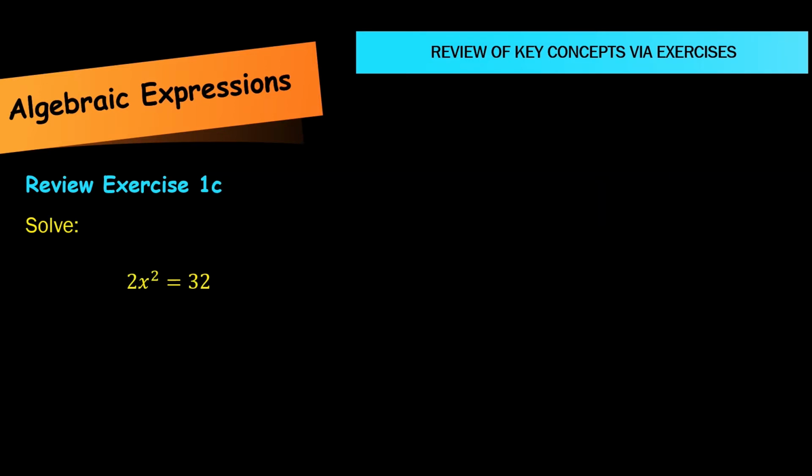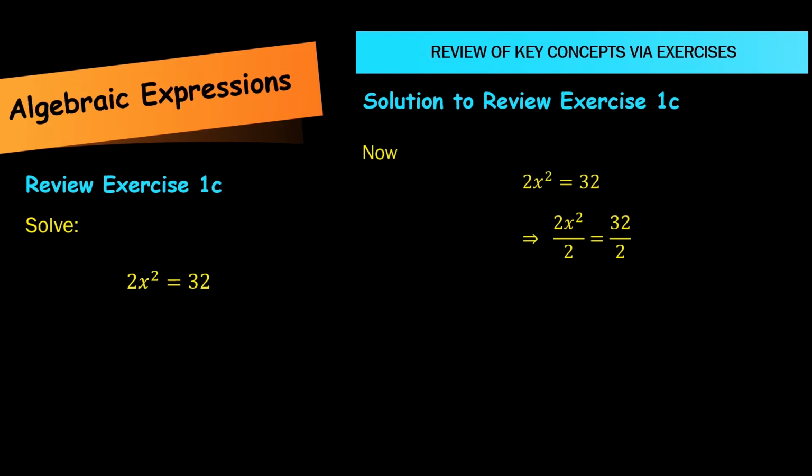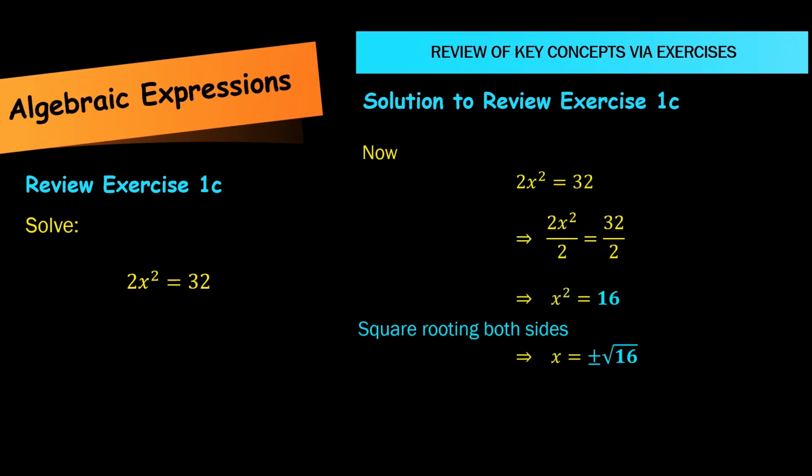Now for exercise 1c. 2x squared equals 32. So we divide through by 2 in order to get rid of the 2 on the left-hand side. The 2's cancel. And finally we can square root both sides to give us x equals plus or minus square root of 16, giving us x equals plus or minus 4.